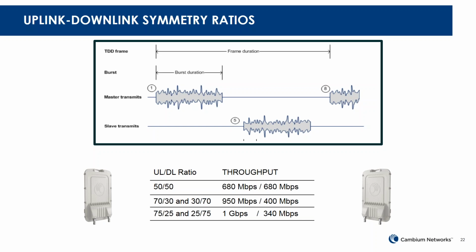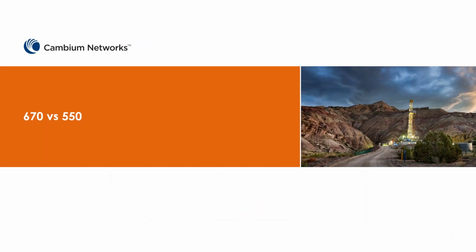So this is the uplink downlink ratio. The uplink downlink ratio basically means that in a frame duration you have the uplink slot and then the downlink slot, and you use that for burst direction. Currently we do support a 50/50 solution. We support the 70/30 configuration and the 75/25. Of course, on the other side, it's going to be the reverse. So this is the throughput that you're going to get.